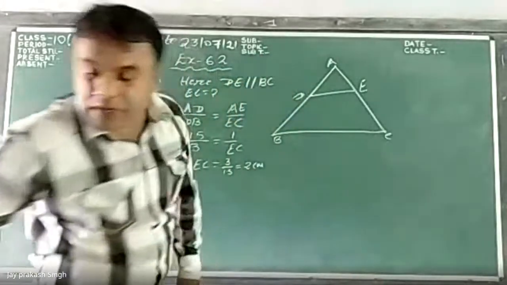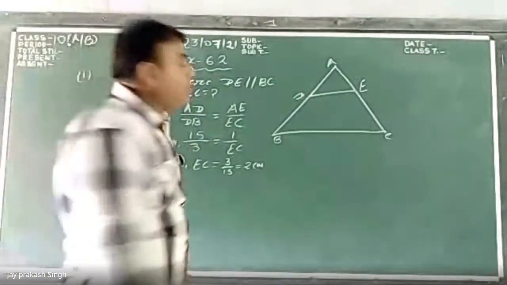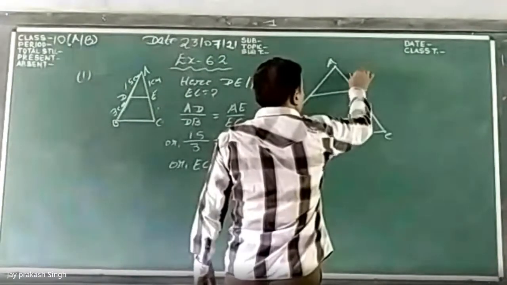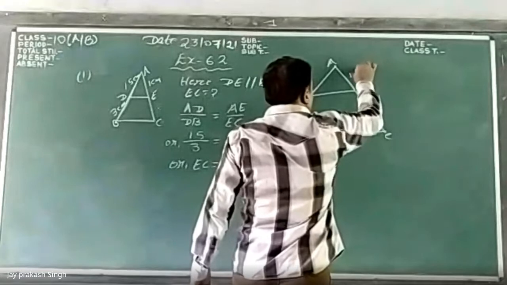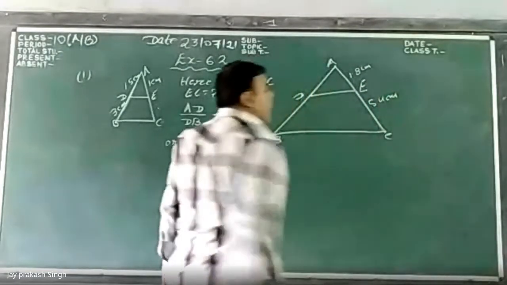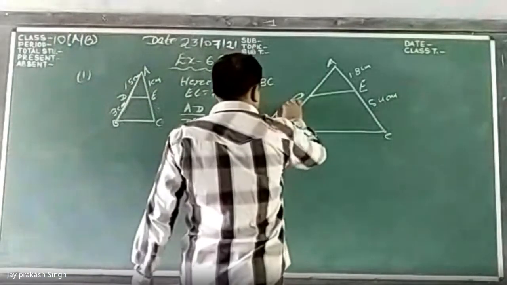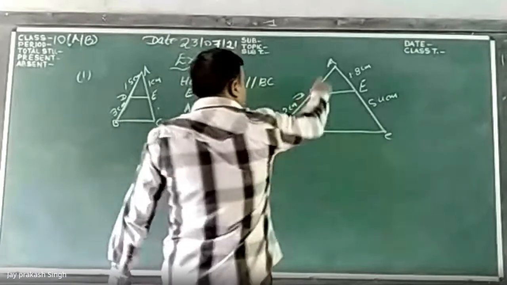But the length of AD is not given. The values given are 1.8 centimeter, 5.4 centimeter, and 7.2 centimeter. Now we have to find AD.